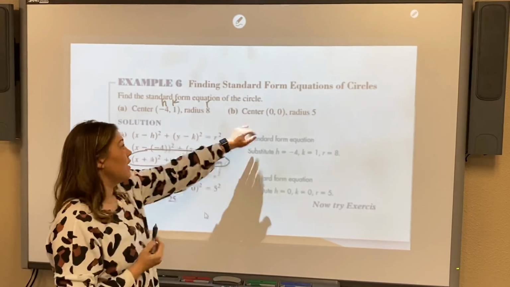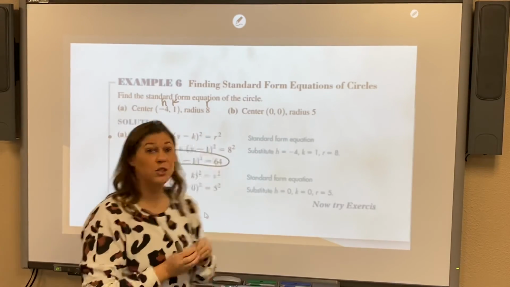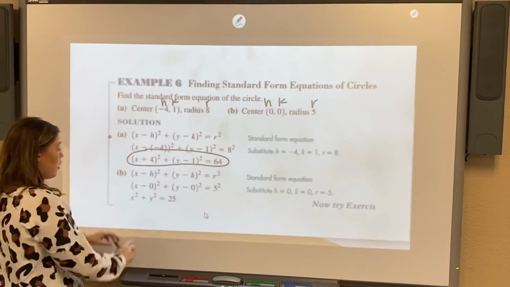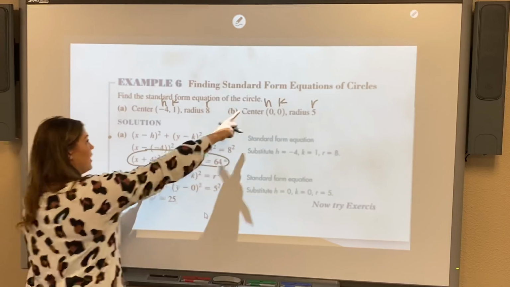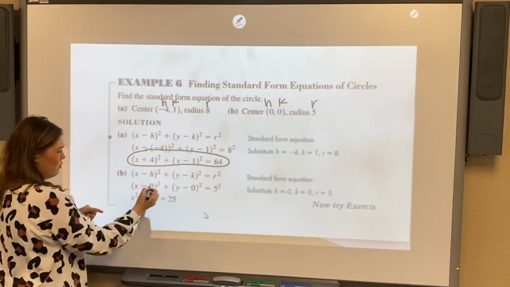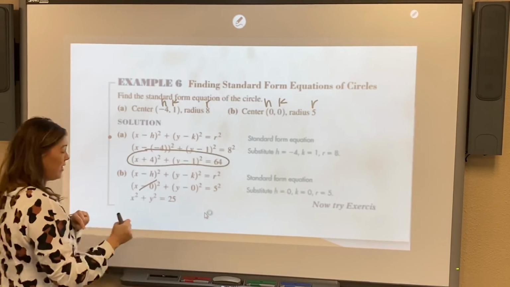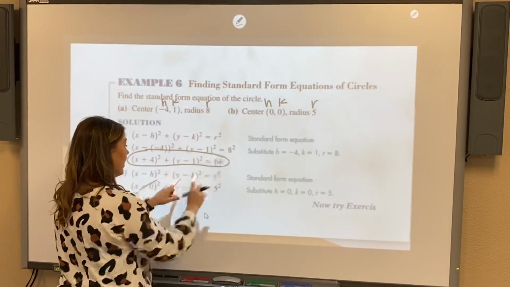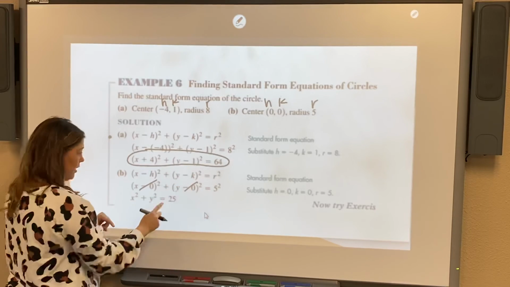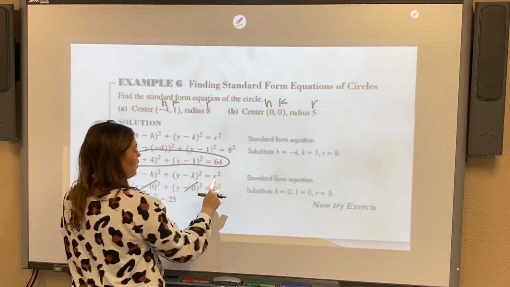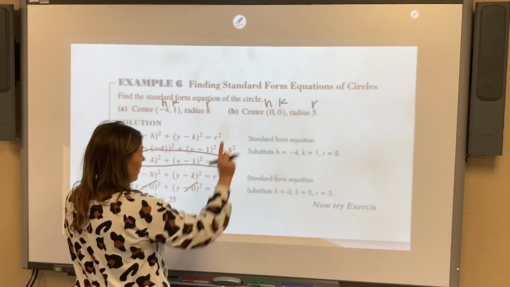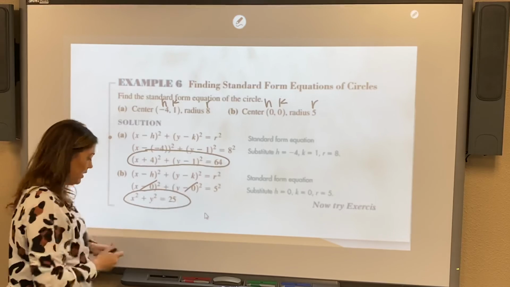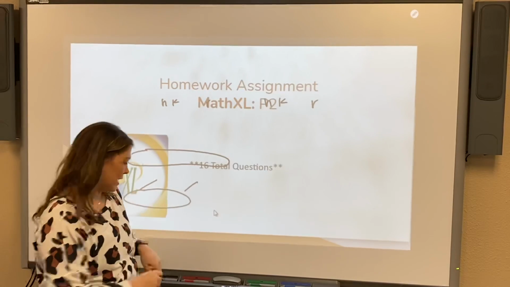And then here for B, your center is 0, 0. That's your origin. So this is H, this is K, and this is R. So we have X minus H, which our H is 0, so X minus 0. Well, you don't really need minus 0, so that would just be X squared. Here we have Y minus K. Well, our K here is also 0, which also we don't need, so that's just Y squared. And that's equal to R squared, which our radius is 5. 5 squared is 25, so this would be the equation. I think that is it.